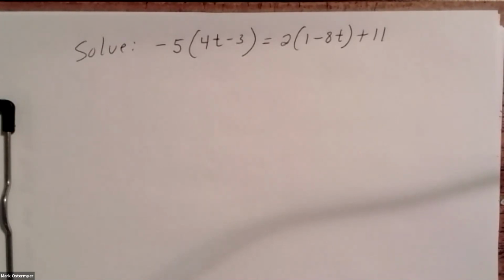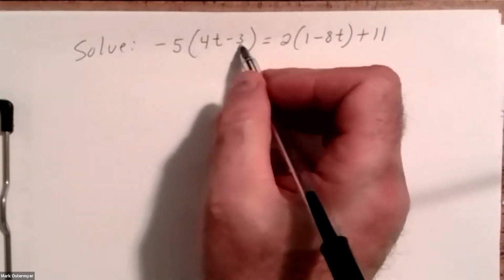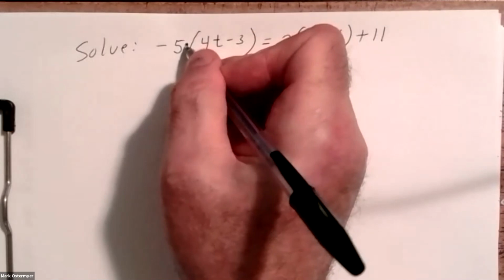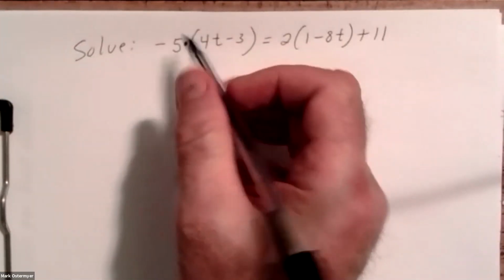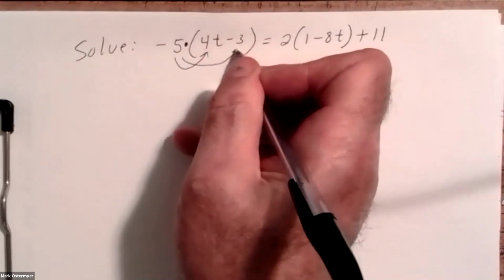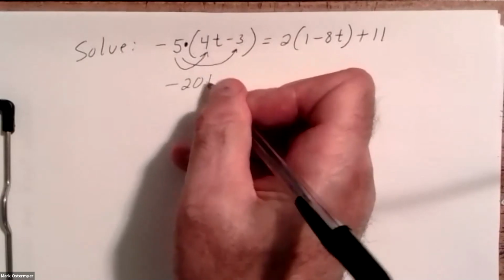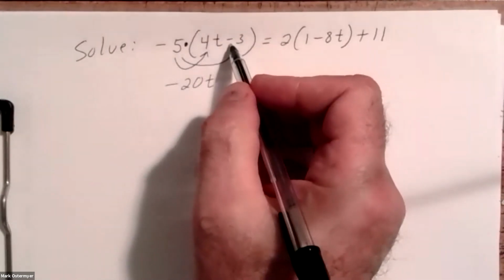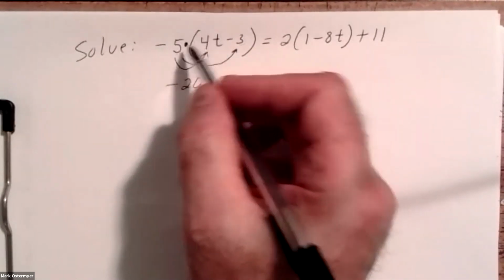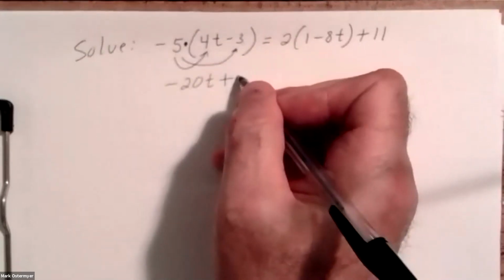Distribute. On the left side, there's nothing we can do inside the parentheses. These are not like terms. So we have to come outside the parentheses and we run into this factor of -5. This -5 is going to have to be distributed into both these terms. -5 multiplied by 4t is -20t. -5 multiplied by -3, a negative times a negative is a positive. 5 times 3 is 15.